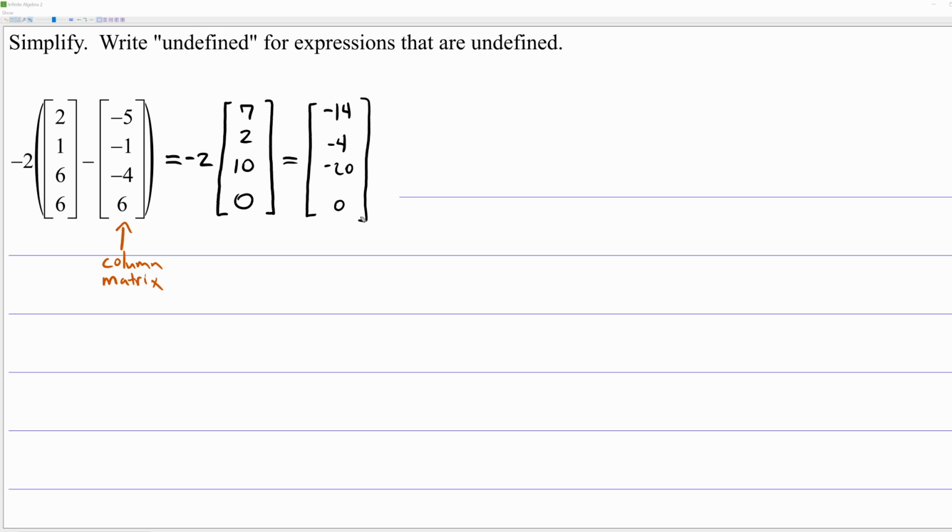So that's how matrix addition works, and it's really just like adding and subtracting numbers, but you have more than one to deal with at a time. Anyway, hope this video helped.